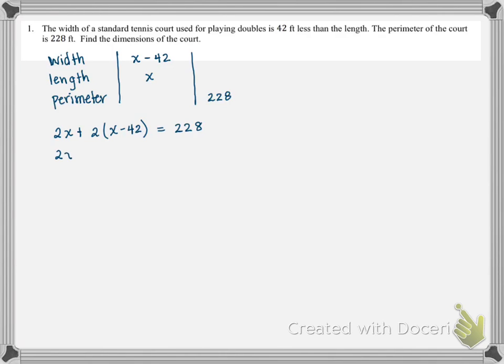So 2x plus 2x minus 84 equals 228. So 4x minus 84 equals 228. The good news about these problems is that most of the equations are fairly simple to solve. So once you get through all the work of setting it up, the equations themselves don't get too messy. This is what, 312? So x is 78.